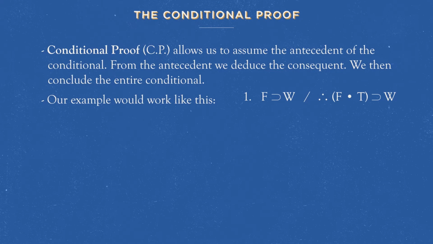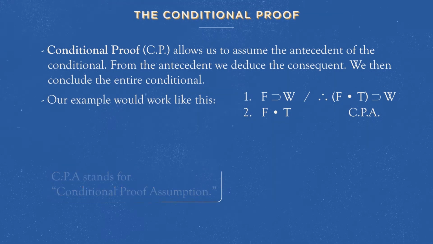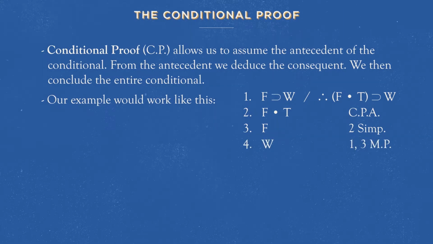What we do is assume the antecedent. The antecedent is F and T, and we label that CPA, which stands for Conditional Proof Assumption. So we assume F and T, and now we try to deduce the consequent. In this case, we try to deduce W. Well, how can I get W out of all that? Well, just like we did before, we simplify the F and T to an F. And then we do modus ponens to get the W.